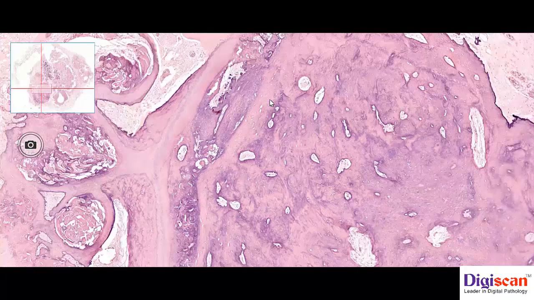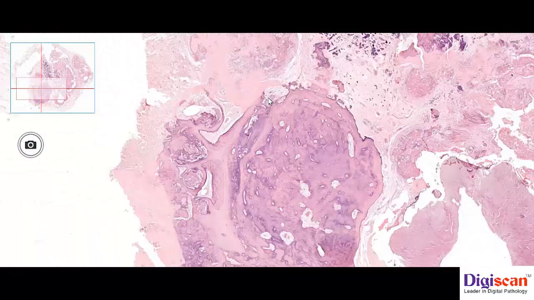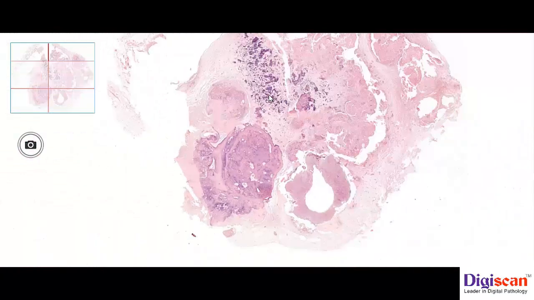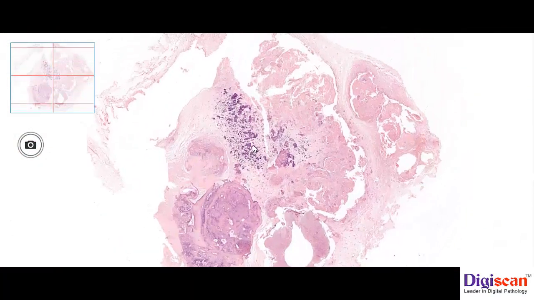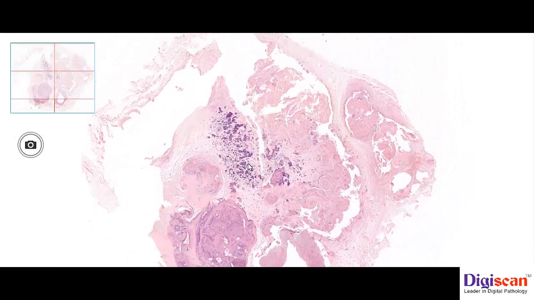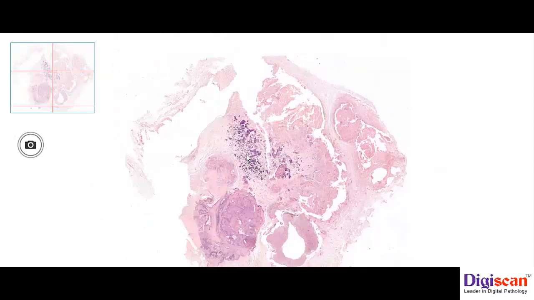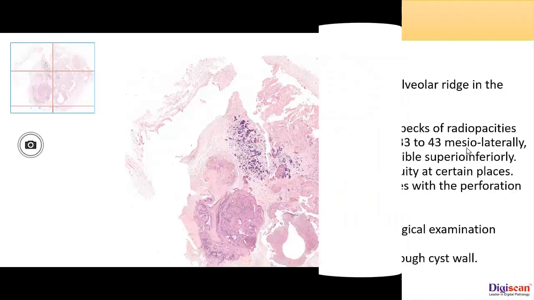So this is very different from the first case we had seen. In the first case, there was predominance of ameloblastic epithelium, which resembled ameloblastoma. And this case is different, which is predominantly made up of ghost cells, calcification, and dentinoid material. So different cases can have different morphology.